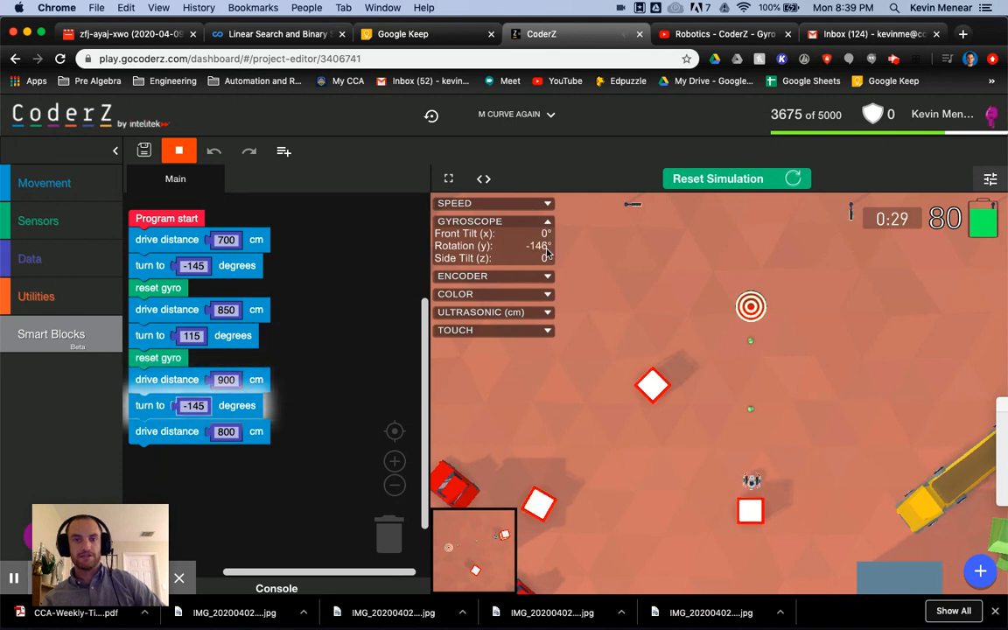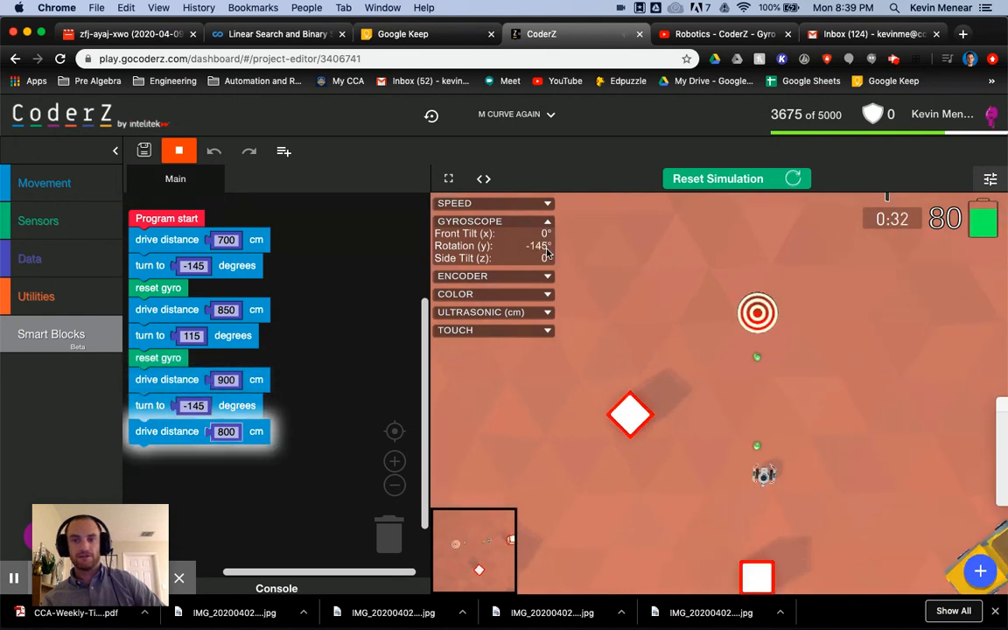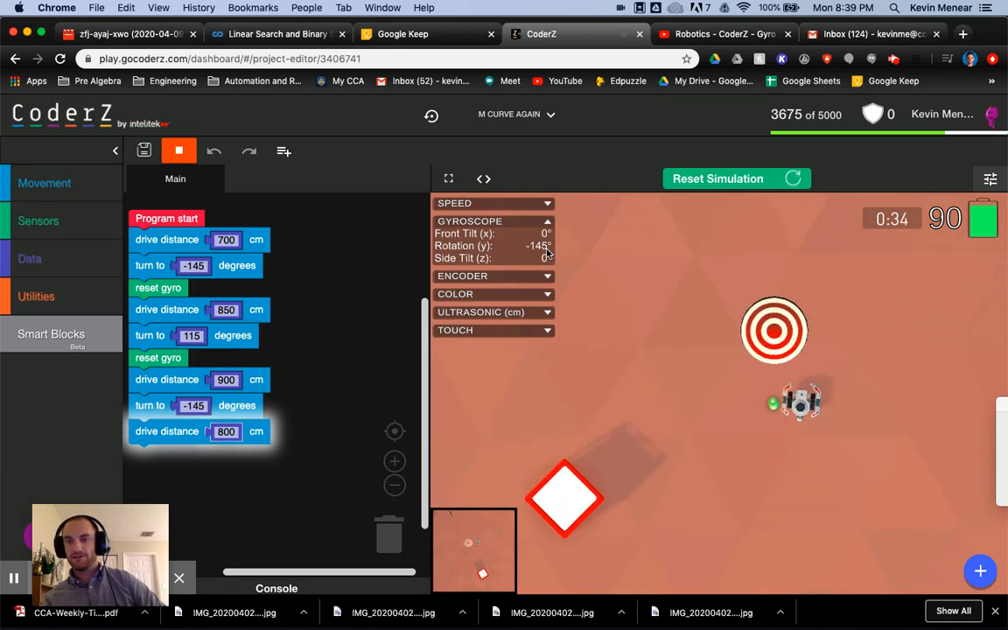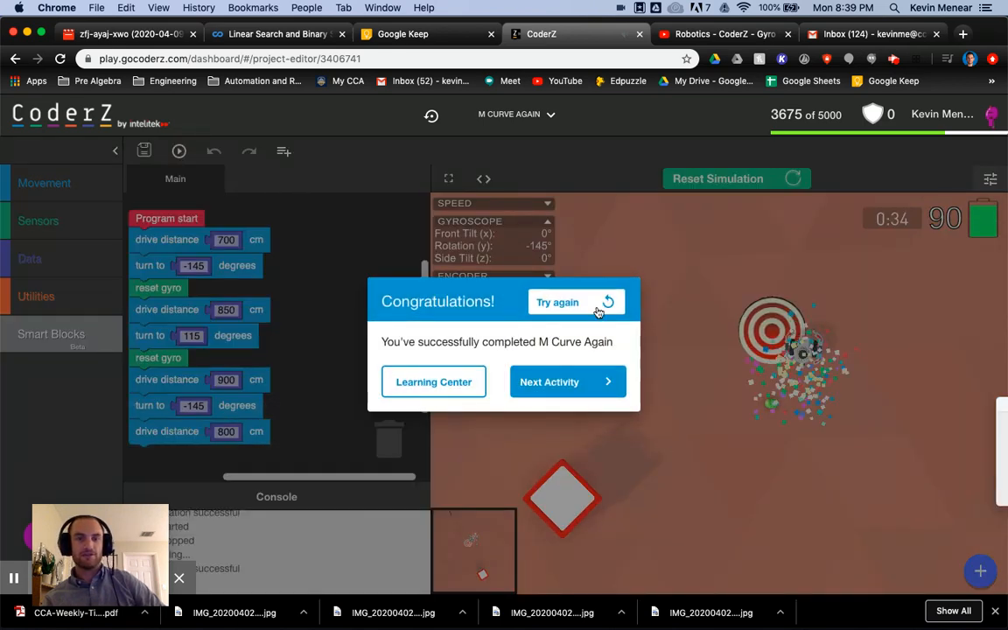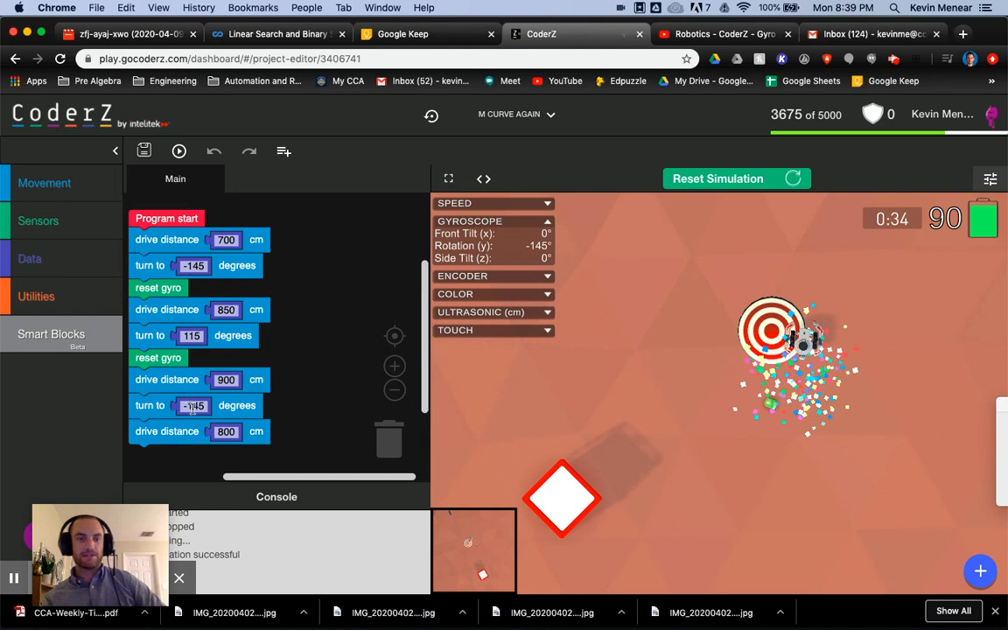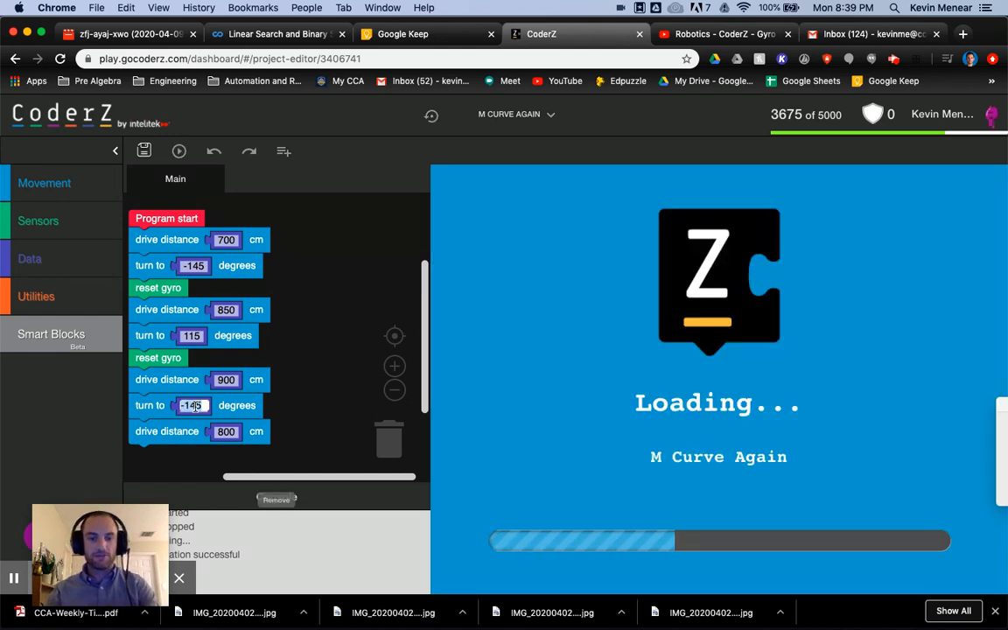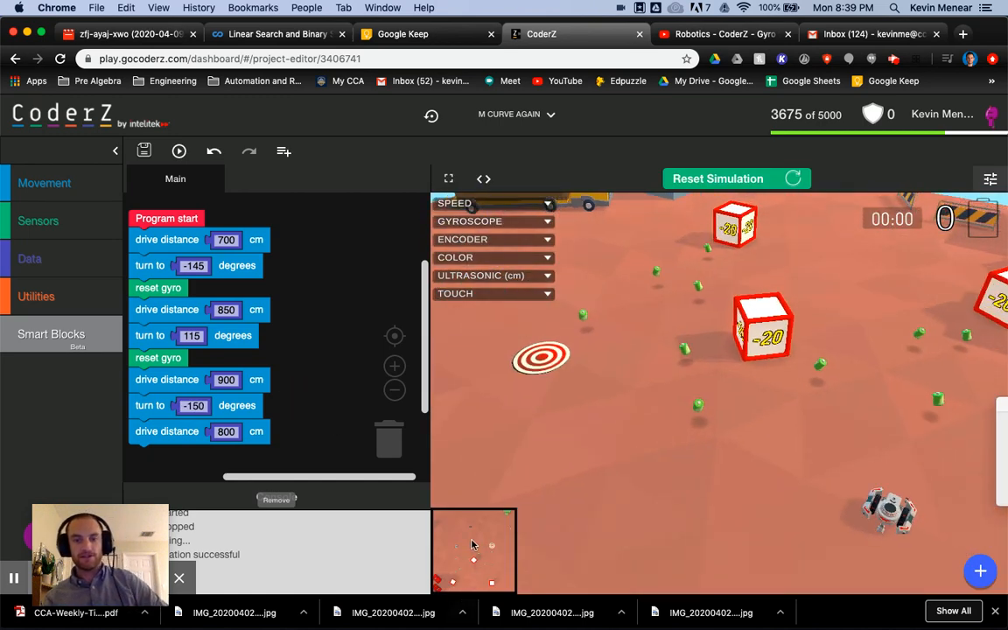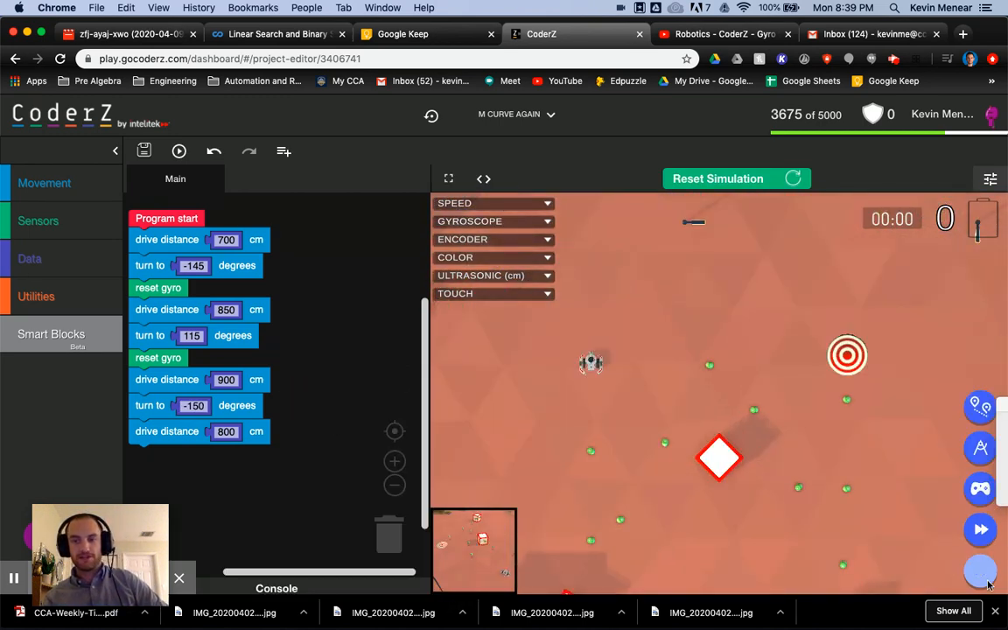Reset and then 145. Oh. And so there you go. That angle wasn't enough. So actually, I'm going to go ahead and turn that through negative 150 degrees because that clearly didn't turn enough.